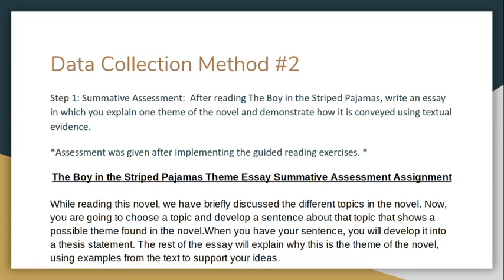While reading this novel, we have briefly discussed the different topics in the novel. Now you're going to choose a topic and develop a sentence about that topic that shows a possible theme found in the novel. When you have your sentence, you will develop it into a thesis statement. The rest of your essay will explain why this is a theme of the novel, using examples from your text to support your ideas.